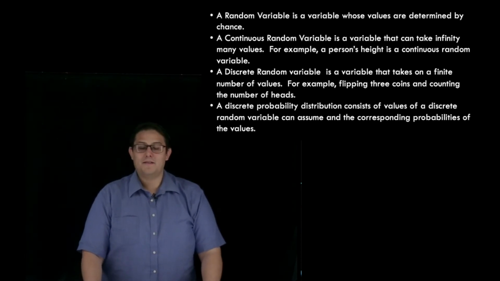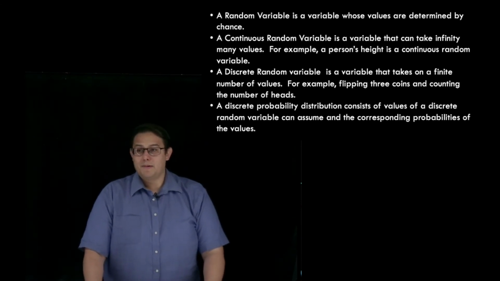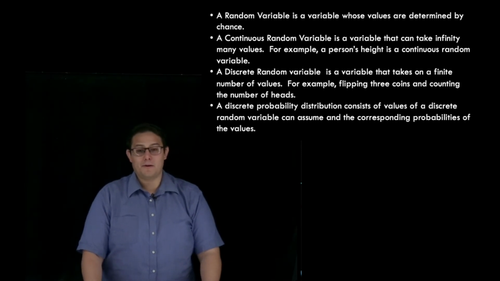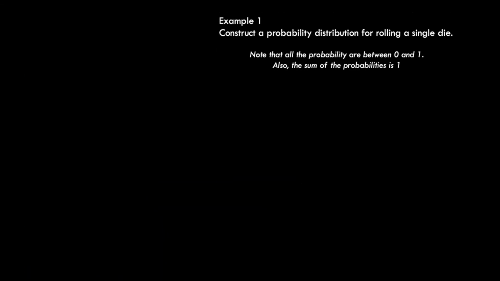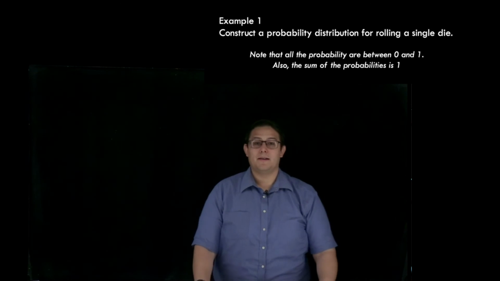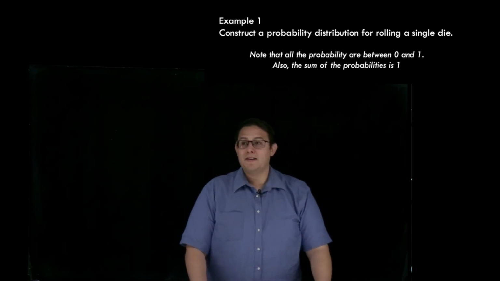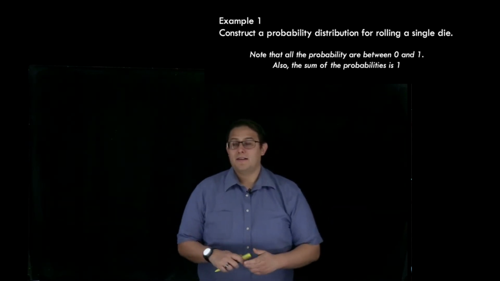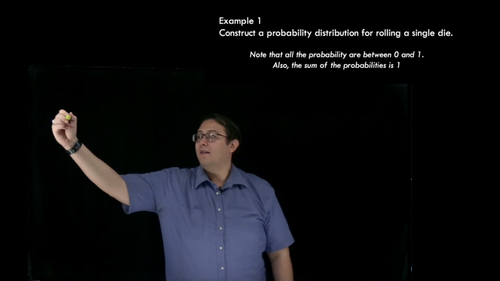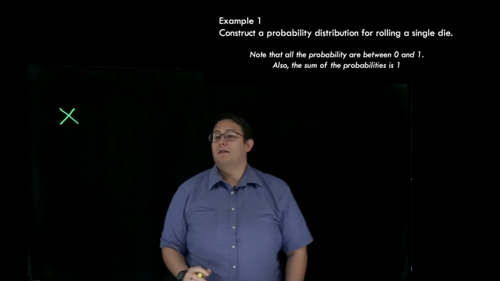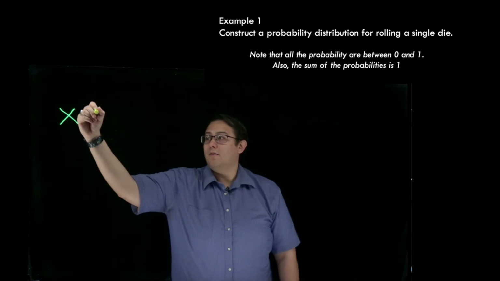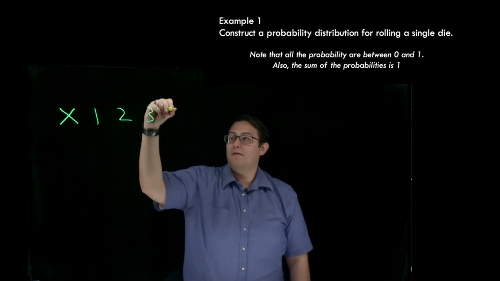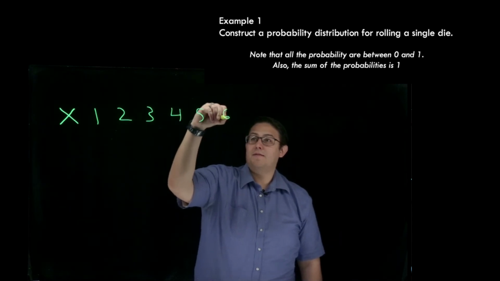Okay, so in these two sections, we're going to be focusing on the discrete probability distribution. A discrete probability distribution has the values that the variable can assume and its corresponding probabilities. For example 1, we need to construct a probability distribution for rolling a single die. When we roll a single die, our random variable x can take on the values 1, 2, 3, 4, 5, or 6.